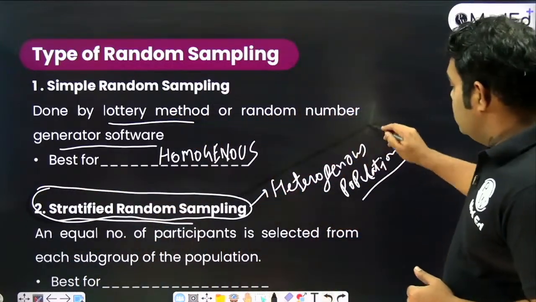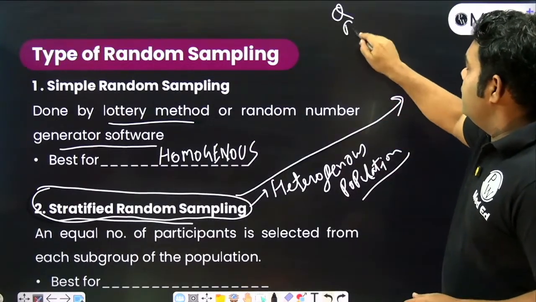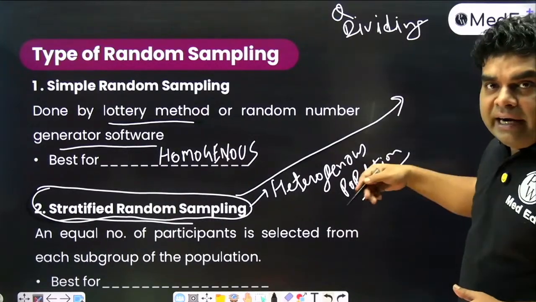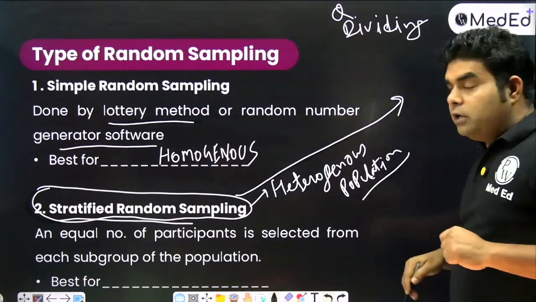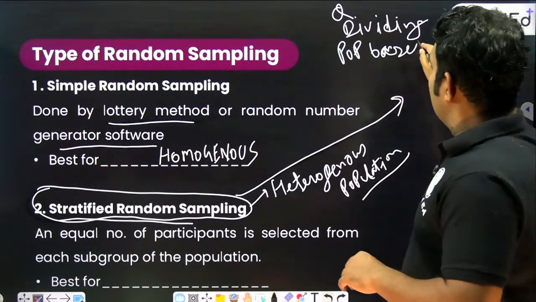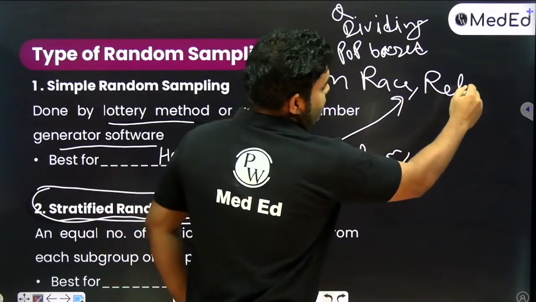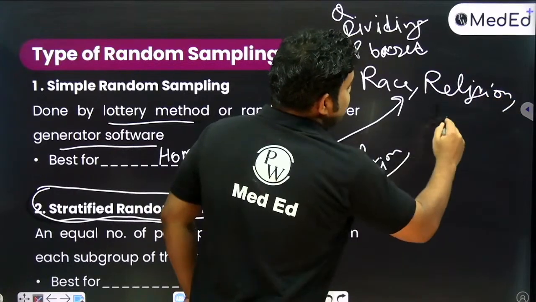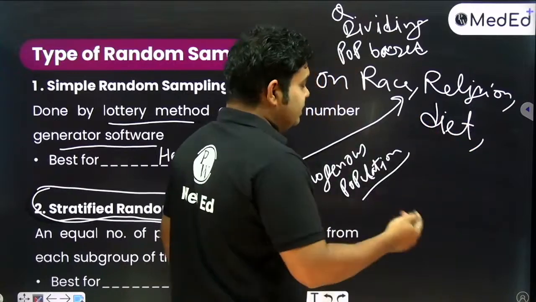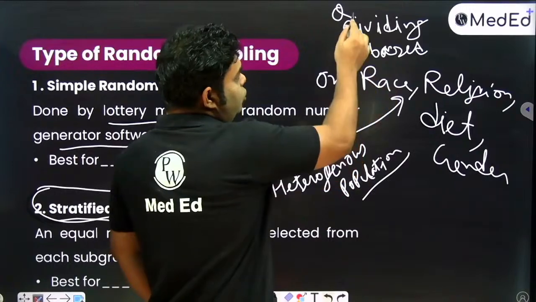So do remember this point that in any question, if they are dividing people based on anything, suppose based on race, based on religion, based on diet, because diet can differ according to religion or according to places. Based on gender, like male, female, you are dividing people. So this is a very common question coming these days in the exam.